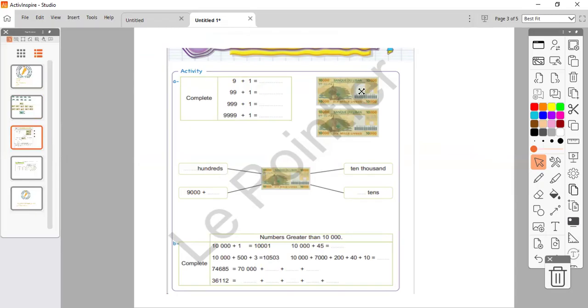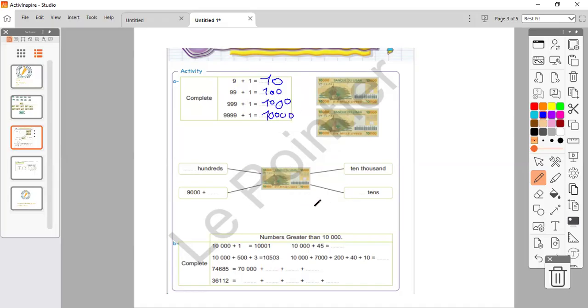As you see here, this is the 10,000. When we have two of this 10,000, we get 20,000. Let's see here. These are revision. Of course, all of you know them. 9 plus 1, it's 10. What about 99 plus 1? Of course, it's 100. What about 999 plus 1, which is 1,000? Then we have 9,999 plus 1. Here comes the 10,000, which is our new lesson.